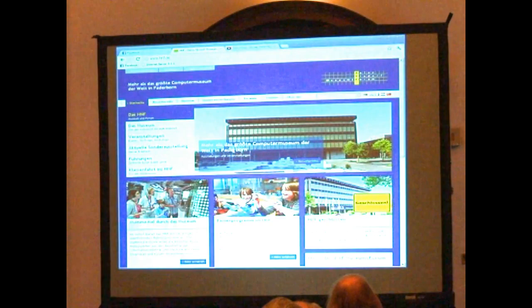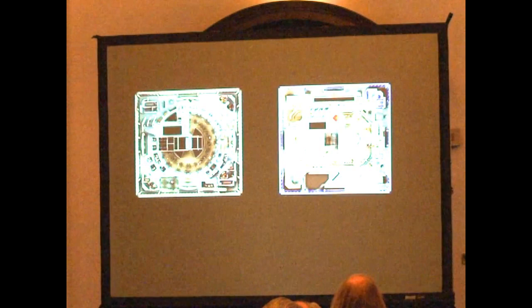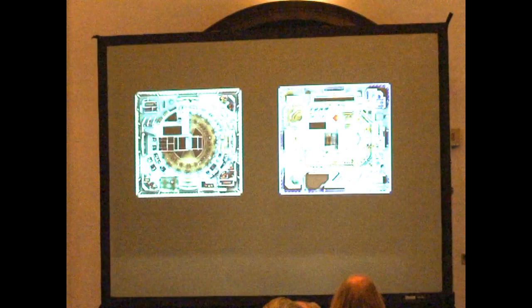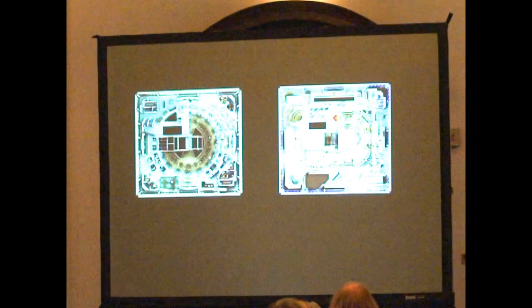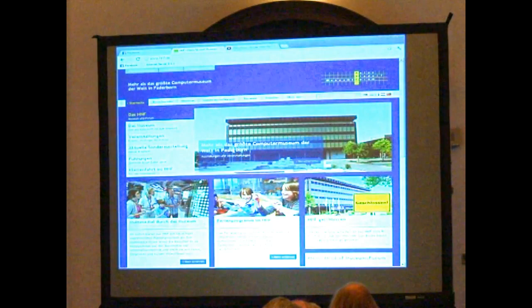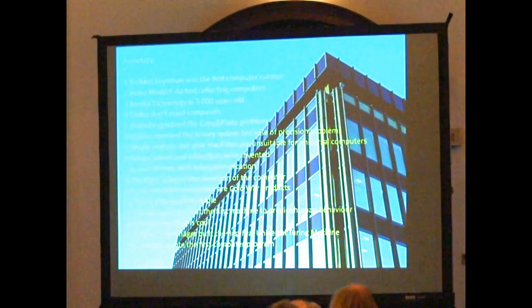Well, I will close the talk with a final overview. These are the two main floors of our 4,500 square meter exhibition place for the permanent exhibition. This is the top perspective. And of course, you can go to our webpage, but you should definitely come to Paderborn to discover the way we present the history of the computer.